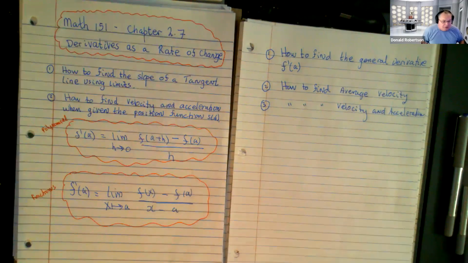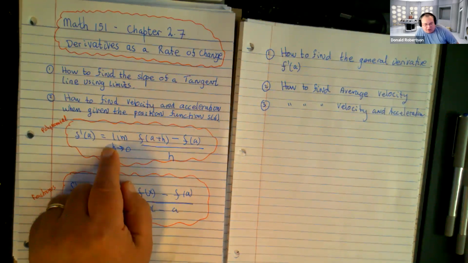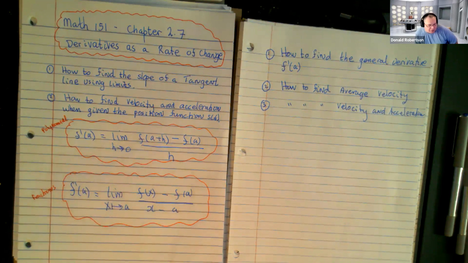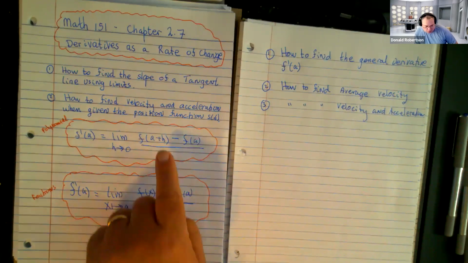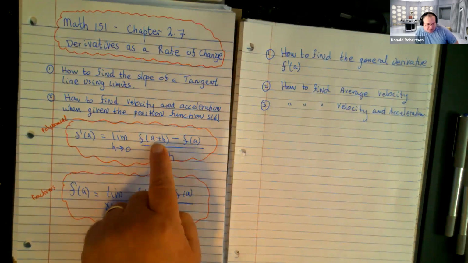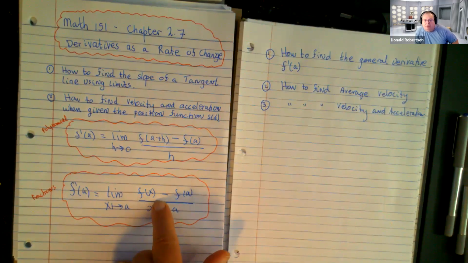There are two methods that we can use to find the exact value for the slope of a tangent line at a given point, x equals a. Or I could just say to find the derivative at a. And one of them uses this limit method, and the other one uses this limit method.